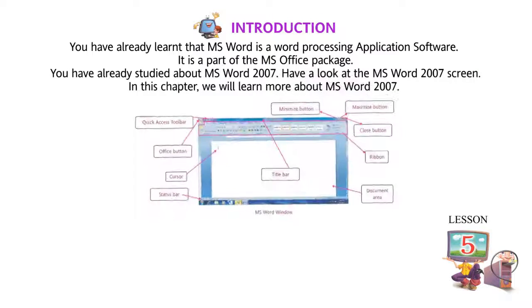Introduction. You have already learned that MS Word is a word processing application software. It is a part of the MS Office package. You have already studied about MS Word 2007. Have a look at the MS Word 2007 screen. In this chapter, we will learn more about MS Word 2007. Quick Access Toolbar, Office button, Cursor, Status bar, Minimize button, Maximize button, Close button, Ribbon, Document area, Title bar, MS Word window.